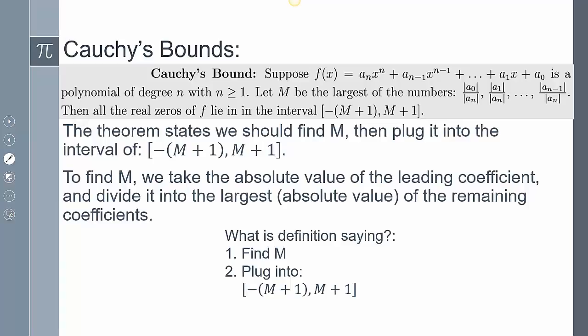Then all the real zeros are going to lie in the interval, bracket, negative m plus 1, and then m plus 1, bracket. So the theorem states that we should find m, then plug it into the interval. To find m, we take the absolute value of the leading coefficient and divide it into the largest absolute value of the remaining coefficients.